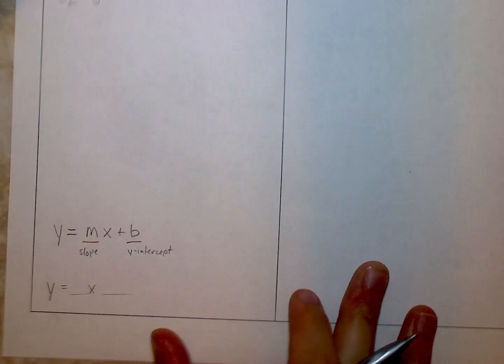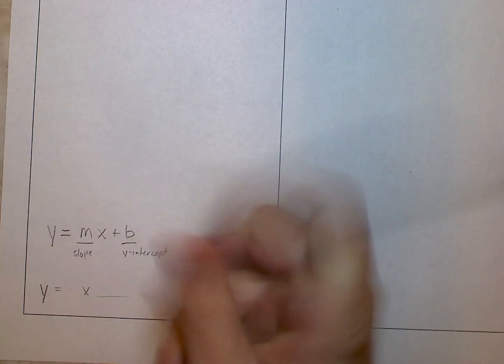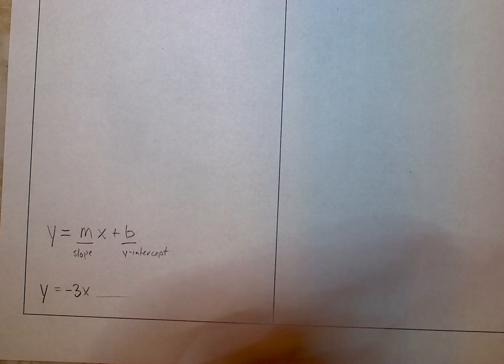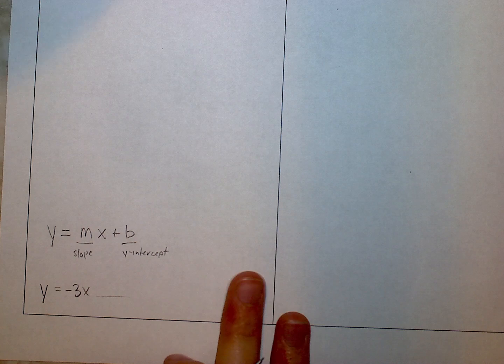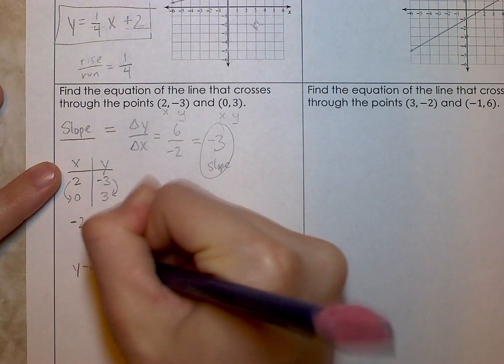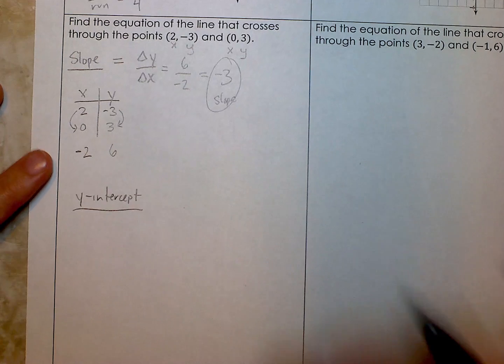And look, I'm going to go back down to the bottom where I wrote this, and I'm going to erase my little blank and fill in my slope right now. Now, I'm still missing the y-intercept, so I need to go back and find the y-intercept. So I'm going to do that here.